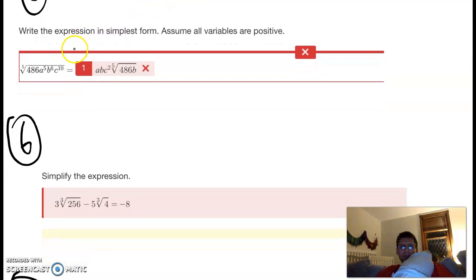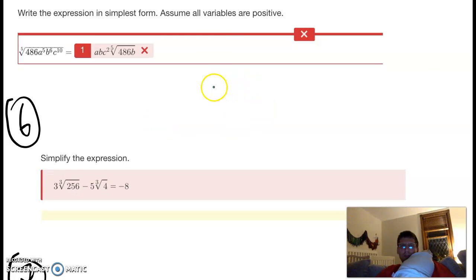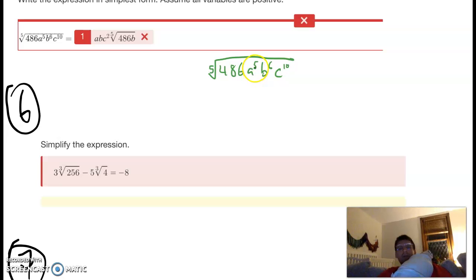Alright, let's switch to green. Okay, so here I've got, write this expression in simplest form: the 5th root of 486 a to the 5th b to the 6th c to the 10th. Right away, this is Keenan sleeping here on me. Right away I see a to the 5th. The 5th root of that is just a. And c to the 10th, the 5th root of that is just c squared.